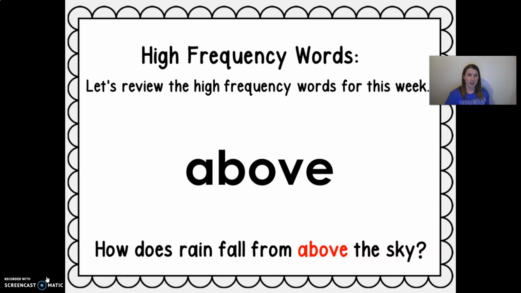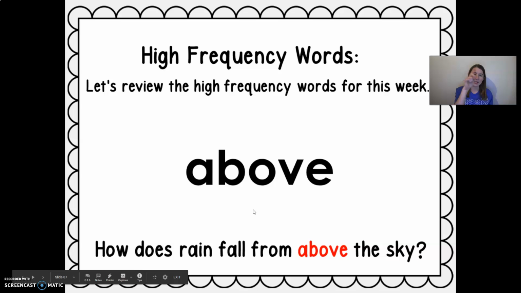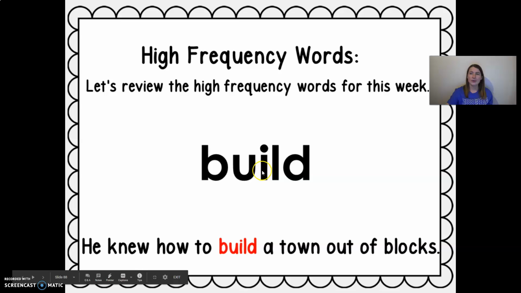Alright. Let's practice the words one more time. Let's go write them again. Ready? This word was above. A-B-O-V-E, above. How does rain fall from above the sky? It's got a question mark at the end. Alright, what was this word? Build. He knew how to build a town out of blocks. Build. Alright, let's go write it. B-U-I-L-D, build.